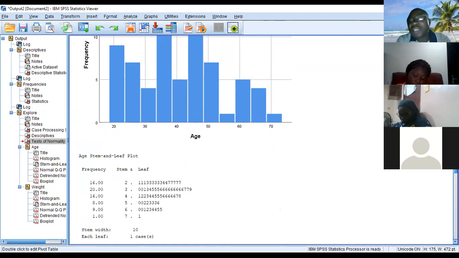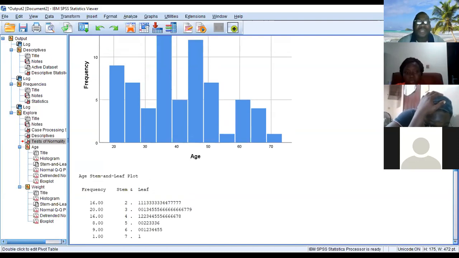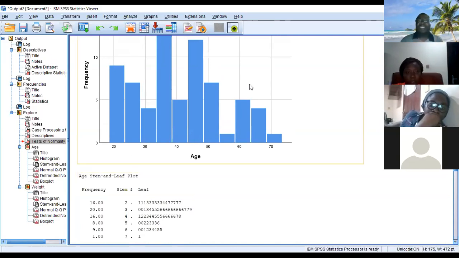The histogram and stem and leaf are the same. If you look at the shape, it's the same. It's only that the stem and leaf is tilted to the side. It's not sitting on the base like the histogram. Scroll up a bit, Doctor, so that I can see the two at the same time. You will see that it's the same shape, just tilted to the side.